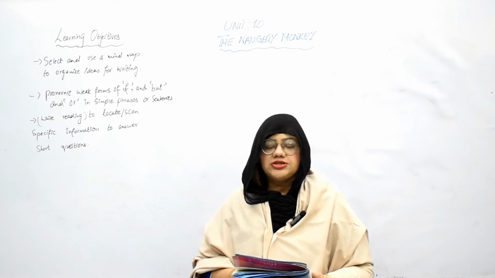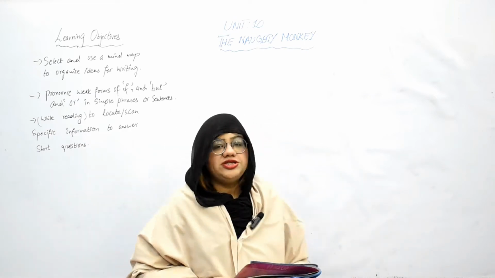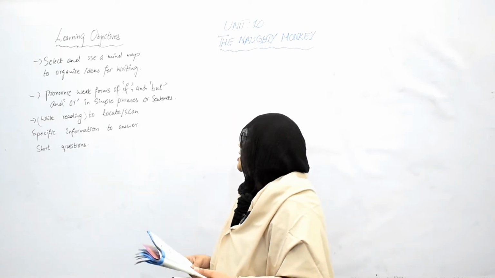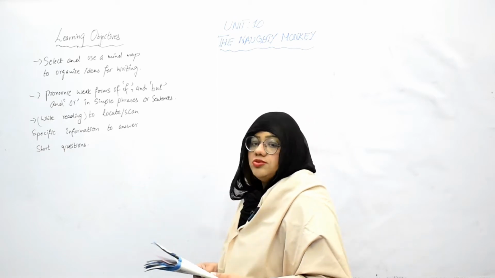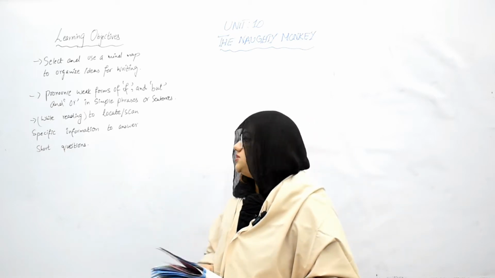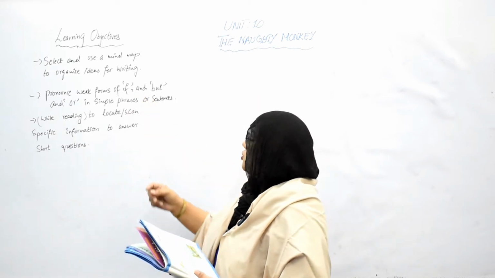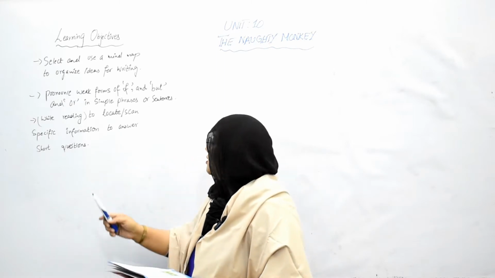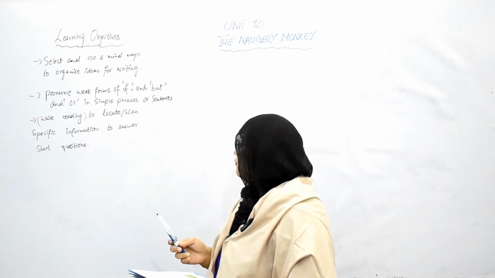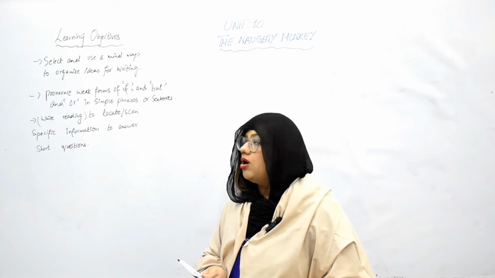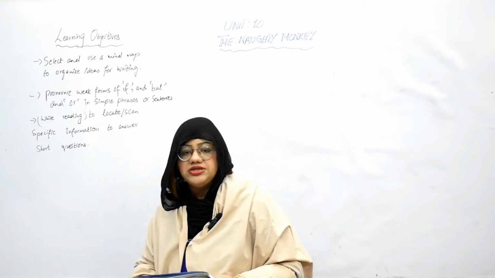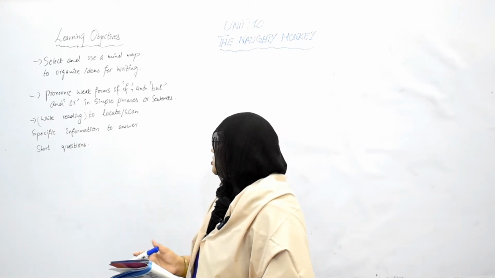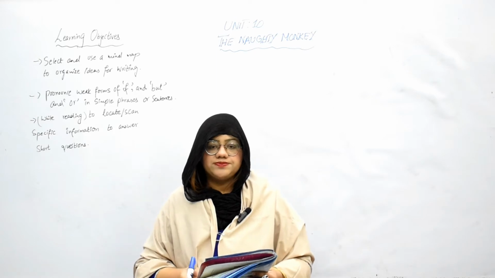Today, I am going to discuss Unit number 10, The Naughty Monkey. Let's read the objectives of this lesson. As you can see, the learning objectives that will be attained at the end of this lesson are: select and use a mind map to organize ideas for writing. Pronounce weak forms of and, but, and or in simple phrases or sentences. While reading, locate and scan specific information to answer short questions.